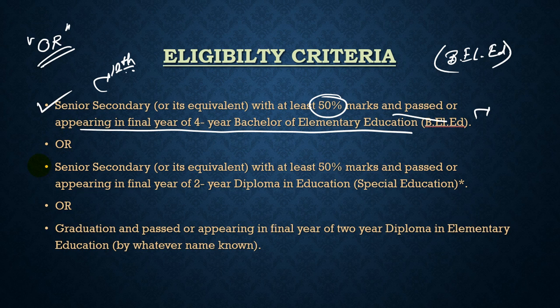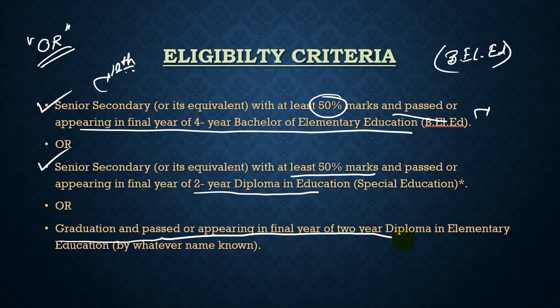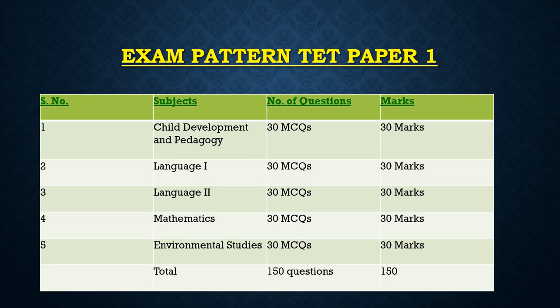Okay, so you must have passed class 12th with at least 50% marks and passed or appearing in a 2-year diploma in special education, or a graduation and passed or appearing in the final year of a 2-year diploma in elementary education, by whatever name it's known. Okay, so once you've taken note of this, let's move on to the exam pattern of test paper 1.